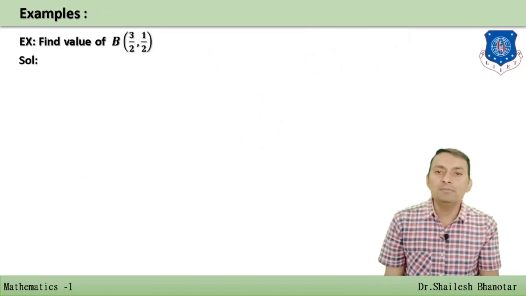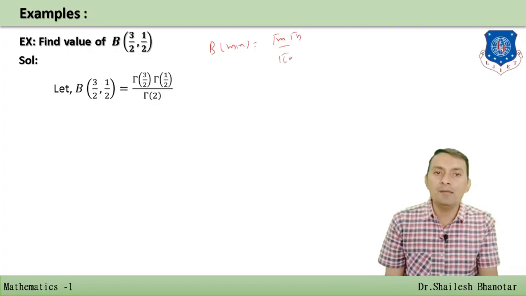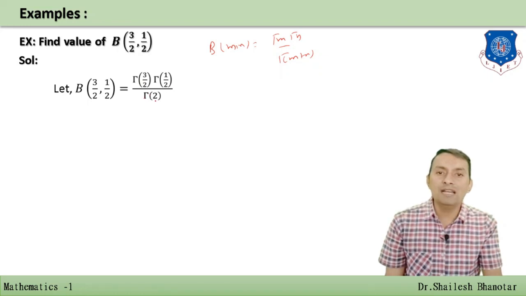Now let us see examples which are based on the beta function. Find the value of beta 3 by 2 comma 1 by 2. Again we know the relation between beta and gamma function. What was the relation? Beta m n is equal to gamma m into gamma n divided by gamma m plus n. So I can write gamma 3 by 2 into gamma 1 by 2 divided by gamma of 3 by 2 plus 1 by 2, and that will be 4 by 2, that is gamma 2.